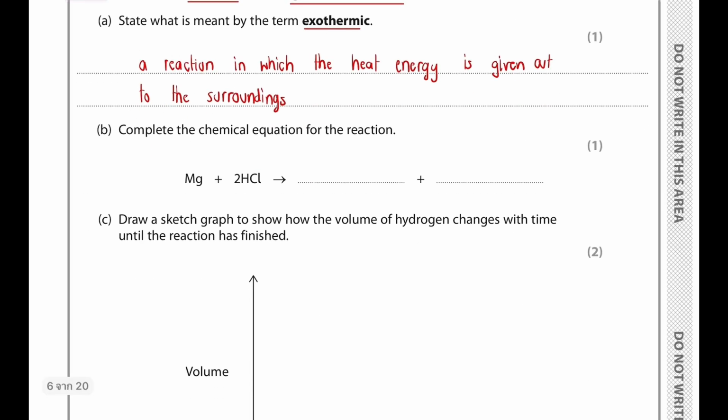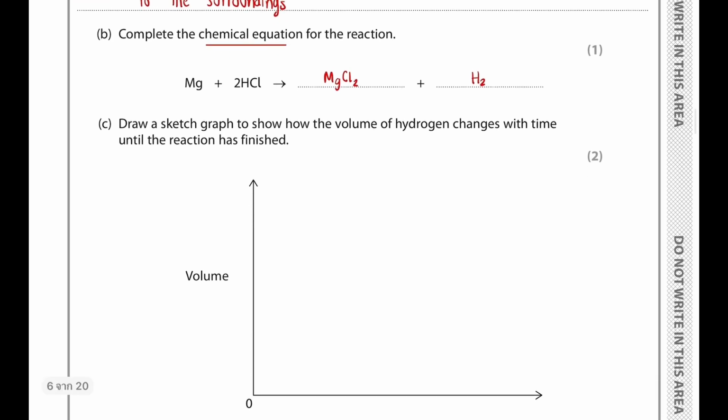Question B. Complete the chemical equation for this reaction. Okay, so we will have magnesium chloride, which is MgCl2, and H2. Question C. Draw a sketch graph to show how the volume of hydrogen changes with time until the reaction has finished. So initially, the reaction will be fastest, but as the time goes on, the reaction will become slower and the volume of hydrogen will be constant.